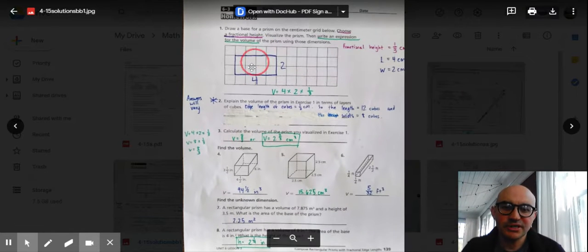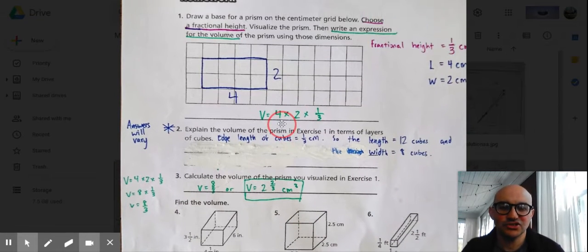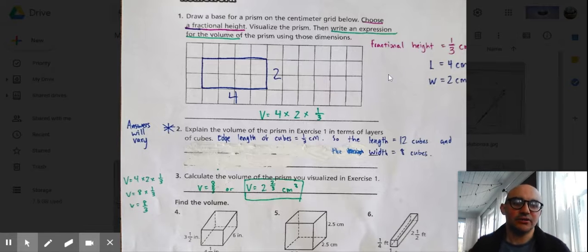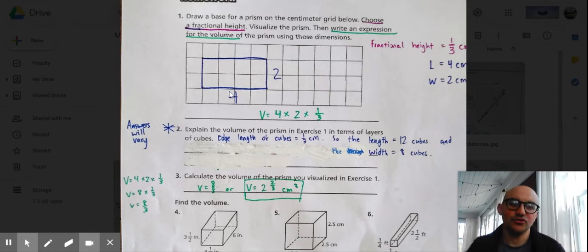The very first problem, your answers for problem 1 and 2 are going to vary significantly. So please don't feel like your answers have to be the same as mine, because this is a problem that asks you to visualize your own prism and then just sketch the base on the paper provided here. So my base here, I just chose 4x2.